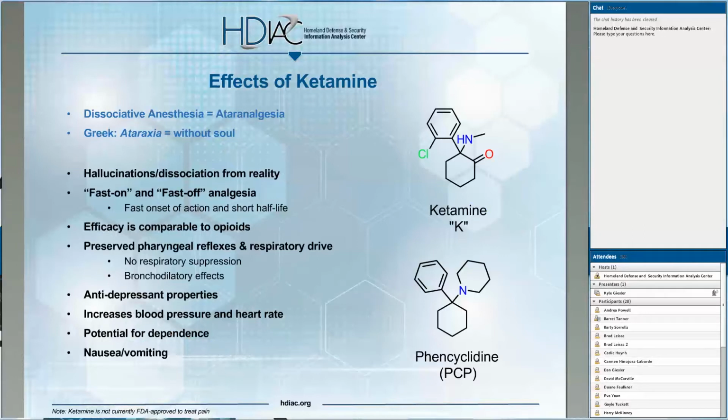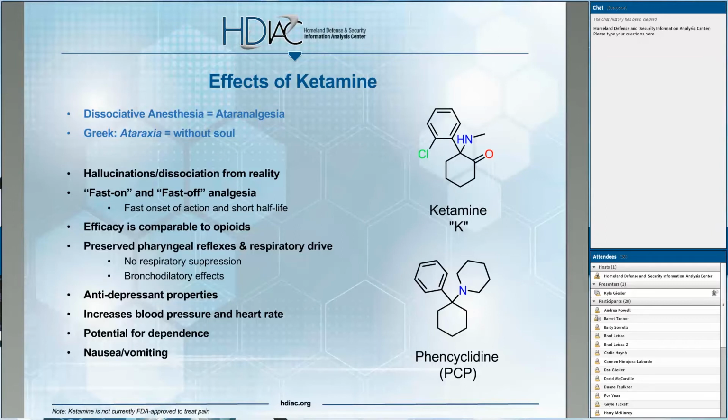Ketamine, as I mentioned, produces dissociative anesthesia, and this comes down to ataraxia, meaning without a soul. What ketamine does is it actually cuts off signaling between the thalamus, or the gate of consciousness, to the neocortex, so that induces a state of coma.